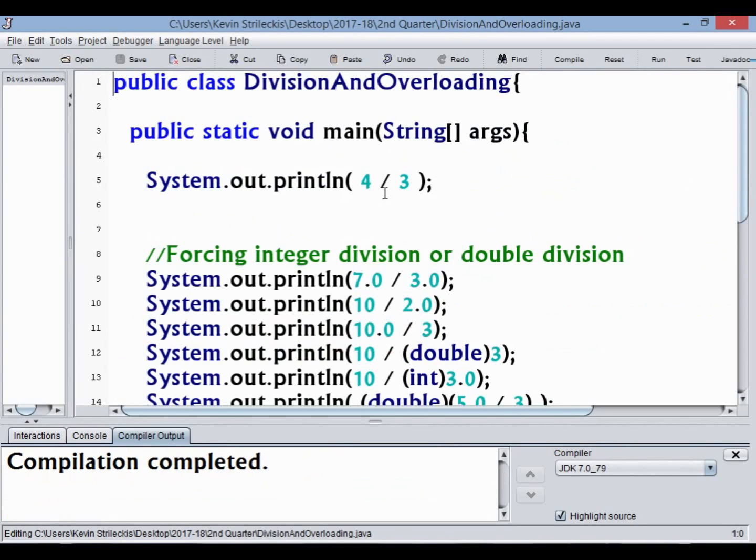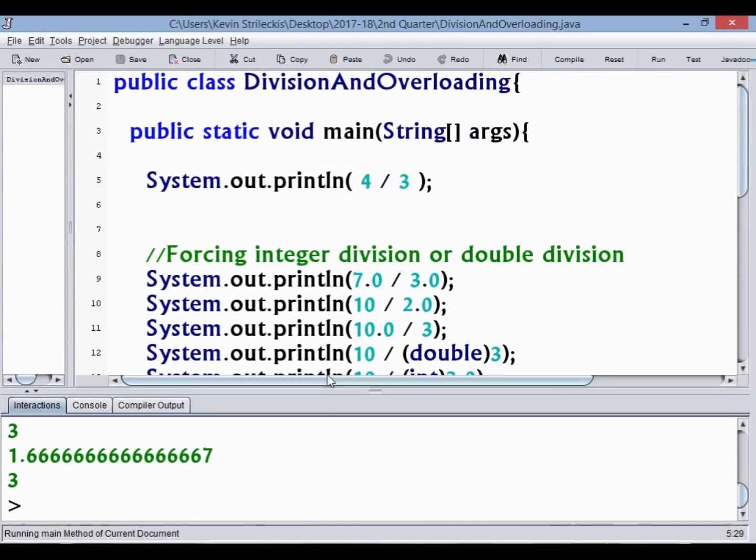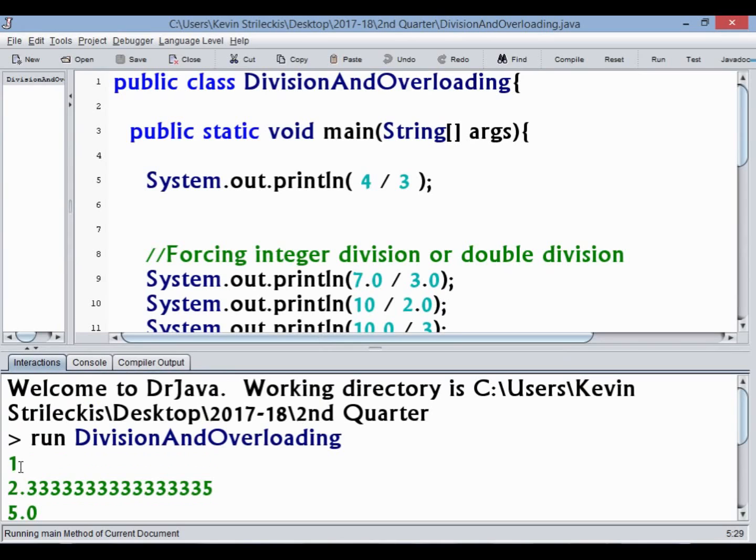Now, when you divide, for instance, 4 divided by 3, these are both integers, right? The computer recognizes that they're both integers, and it's going to print out an integer answer, 1. So 4 divided by 3 is 1. That's the first thing you've got to understand. Integer division always gets rid of the decimals. Remember, we call that truncating. It truncates 1.333 to 1, right? Does that make sense?